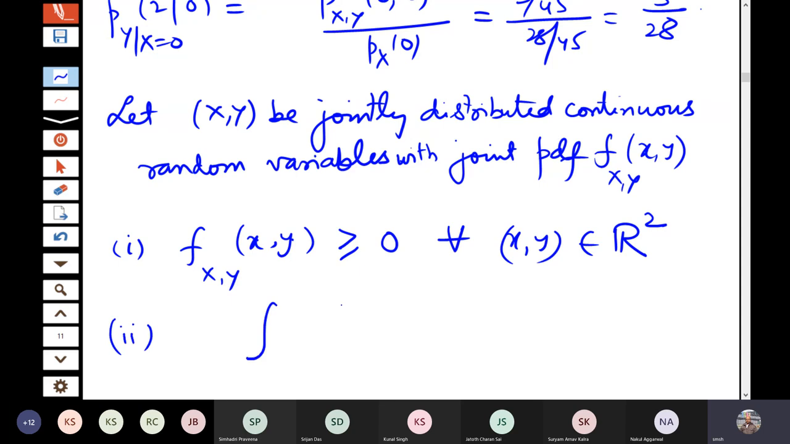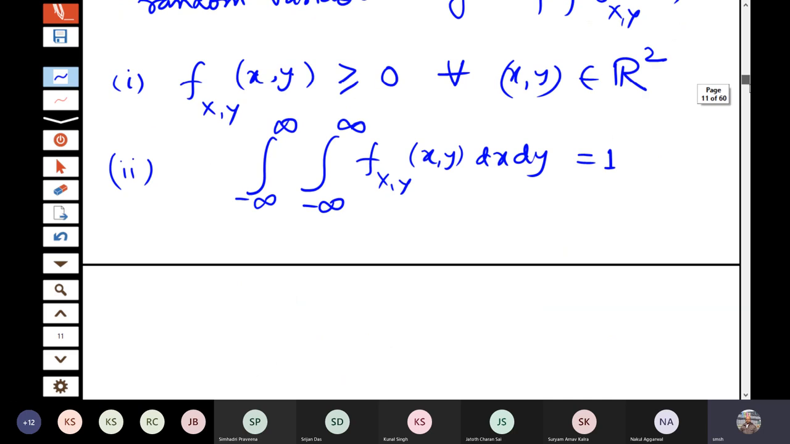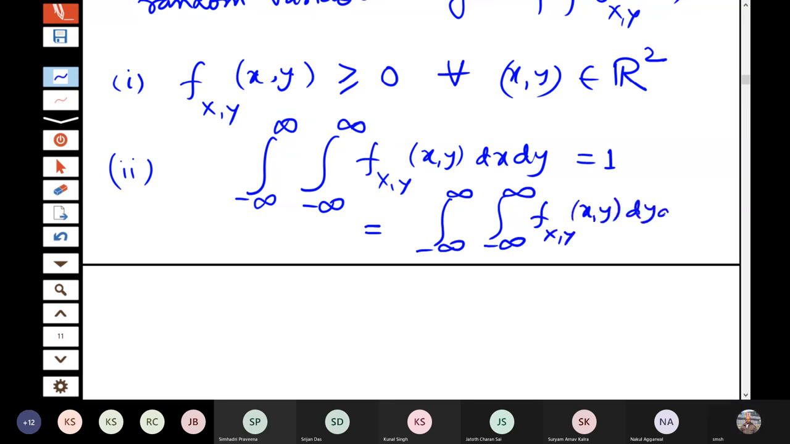Second is that the integral over the whole domain must be equal to 1. Of course, this integration can be done in any order, like I am writing dx dy, but if I write dy dx, then also this should be same. Both should be 1. Okay. Both are equal.